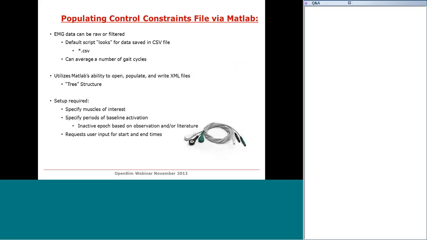First, the muscles of interest need to be specified. Next, we need to specify periods of baseline activation, which should be based off of observation and published data. Finally, the script will request the user to input the start and end times of the current gait cycle. The raw EMG data should be filtered and normalized in length, in this example, to 1 gait cycle.